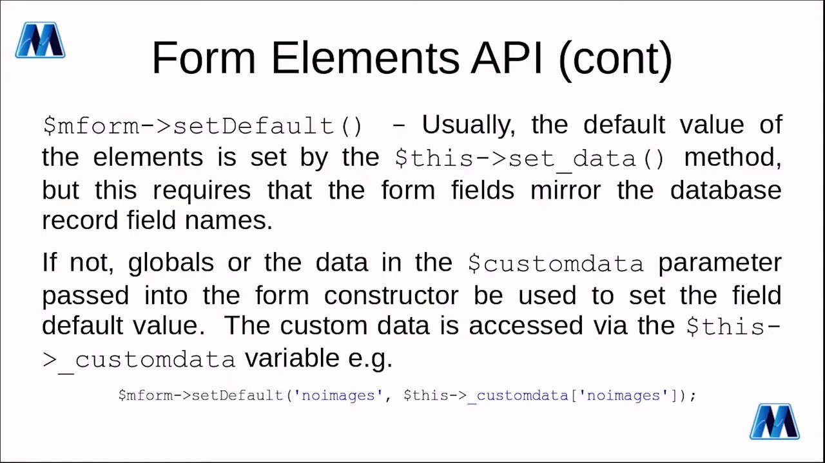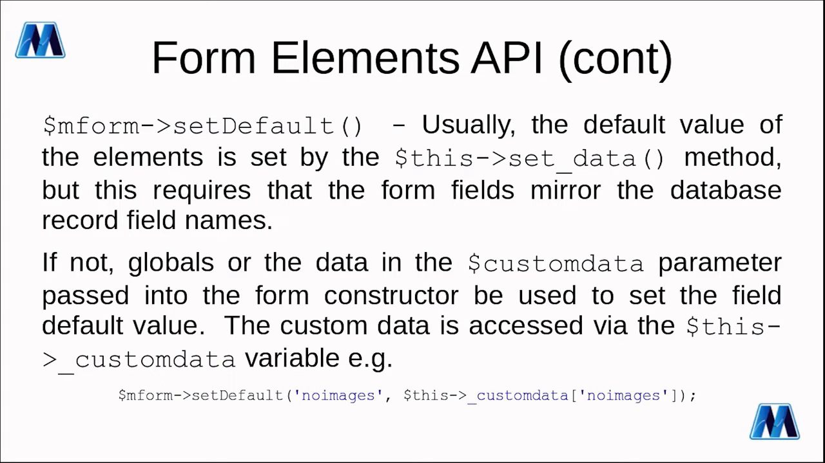The other method that is useful is the set default method. Now usually the default values of the elements in a form are set by the set data method, and that usually works if the form fields mirror the database record field names. So let's say you're taking from configuration values and you want to set them as the default for your forms, you probably need to use your custom data to do that rather than rely on set data. But that would be the standard default behavior, that the data would be set based on the table record that you are editing or creating.